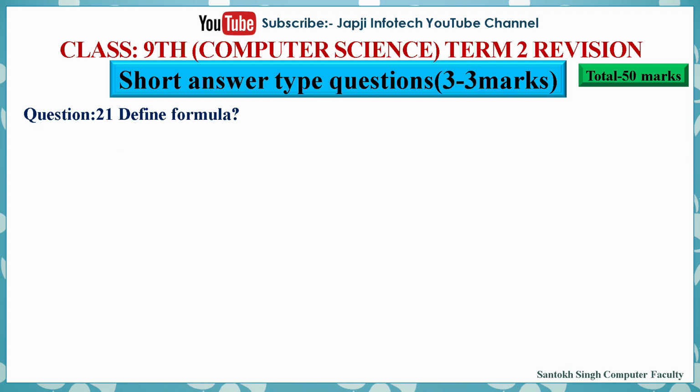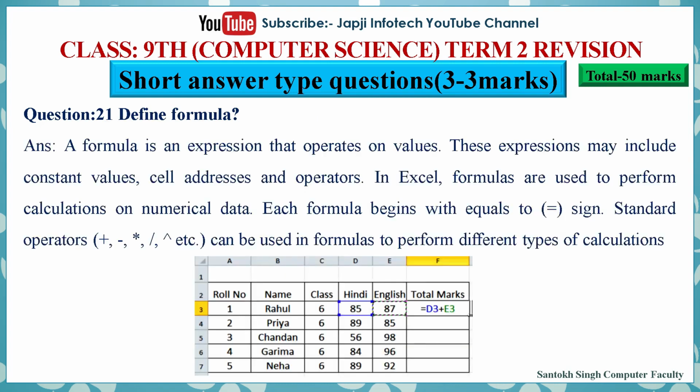And the 21st question is, define formula. A formula is an expression that operates on values. These expressions may include constant values, cell addresses, and operators. In Excel, formulas are used to perform calculations on numerical data. Each formula begins with an equal to sign. Standard operators like plus, minus, asterisk, forward slash, caret, etc. can be used in a formula to perform different types of calculations.